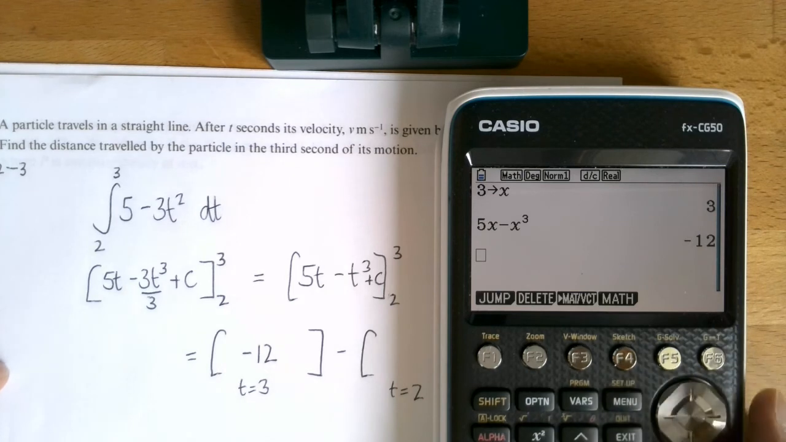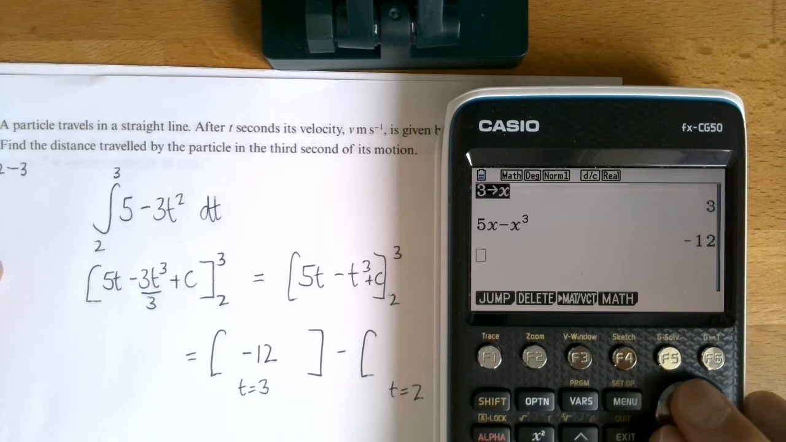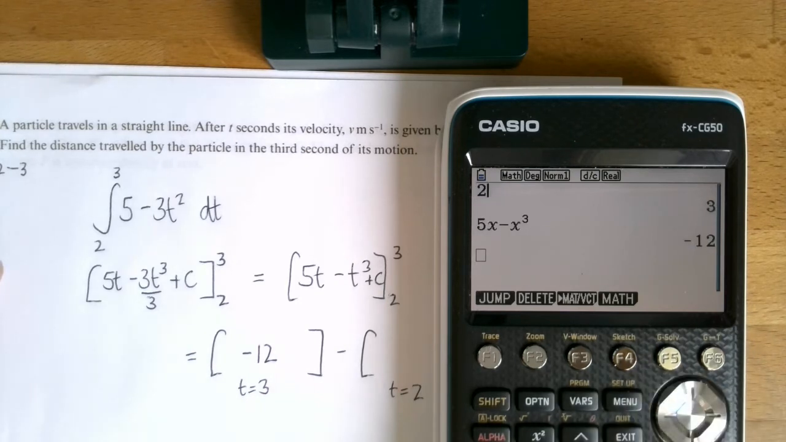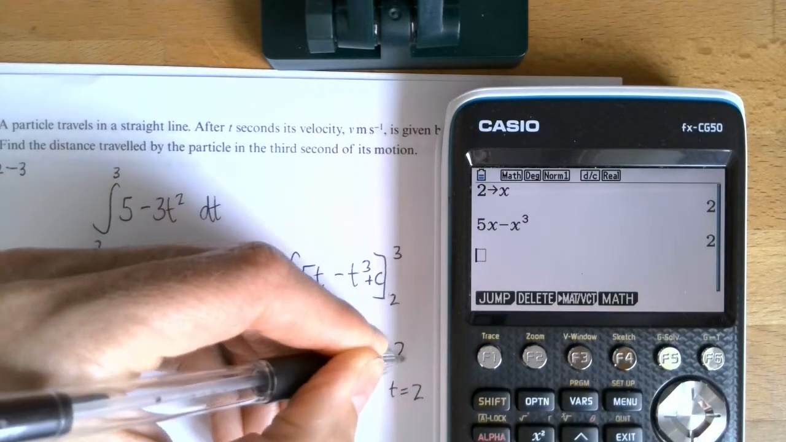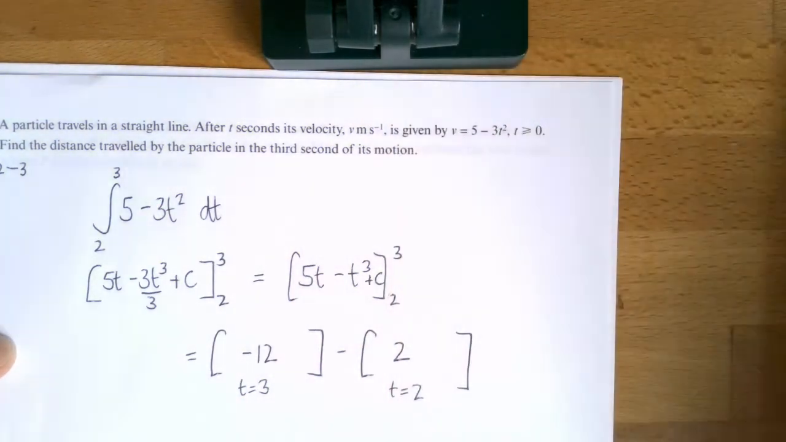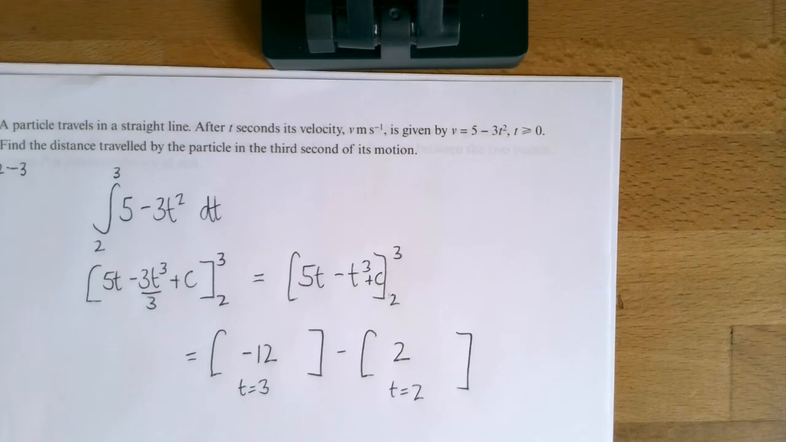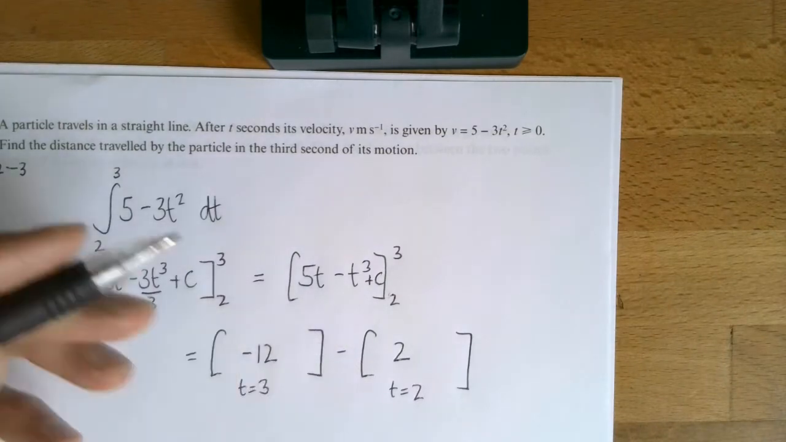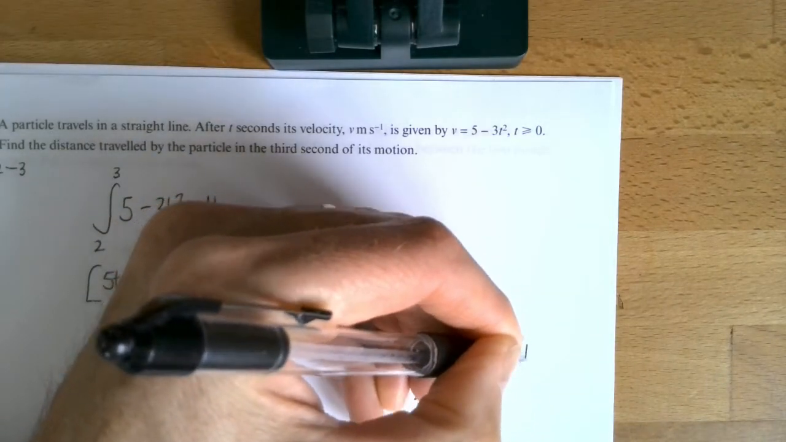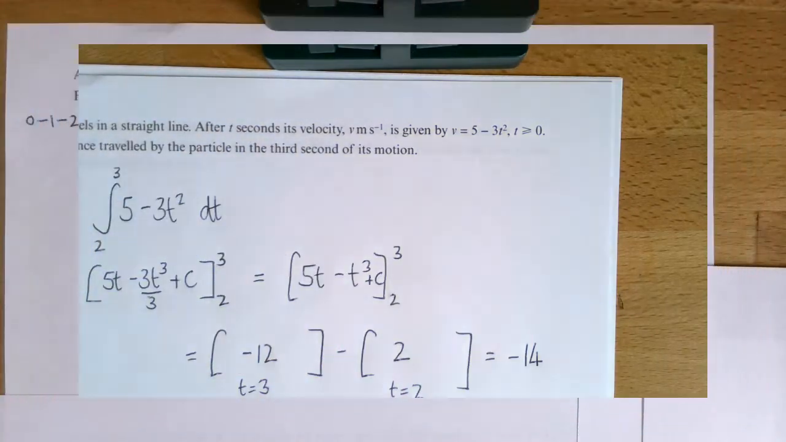I'm then going to do the same by substituting in 2. And to do that, I just go back up to the top here and I rewrite that as 2. Store that in x, and when I press the XE button, it reevaluates it. So I get minus 12 minus 2, which is minus 14.